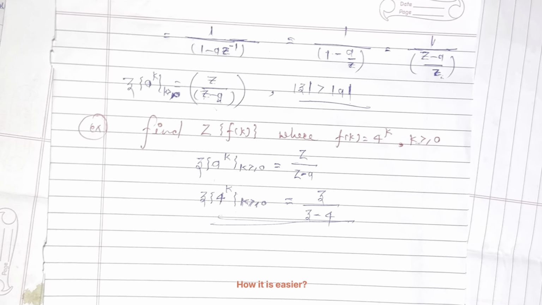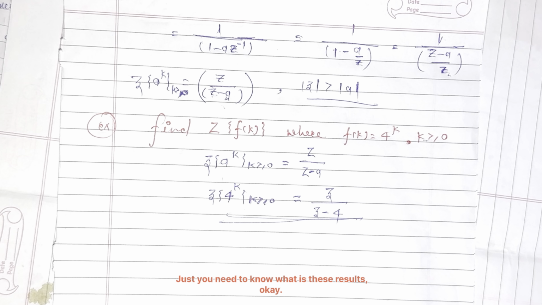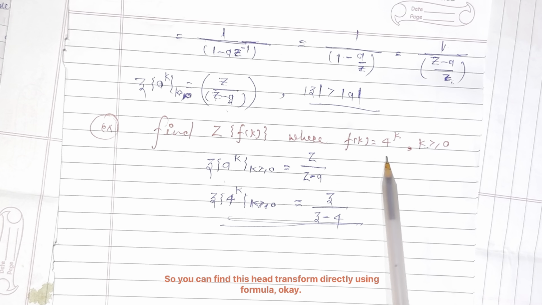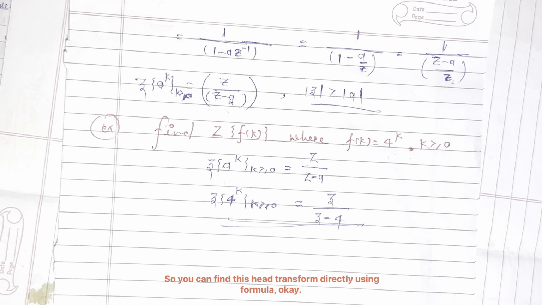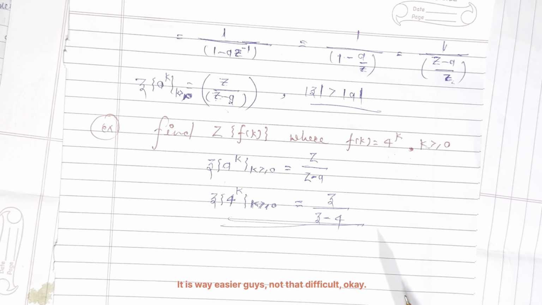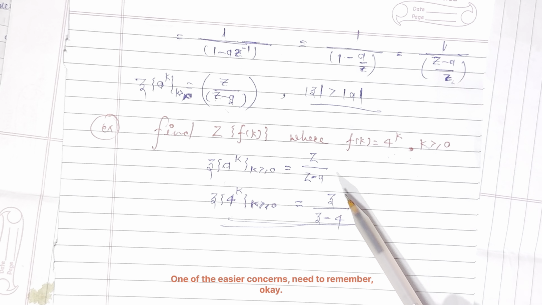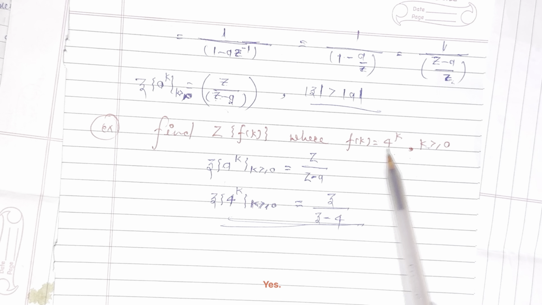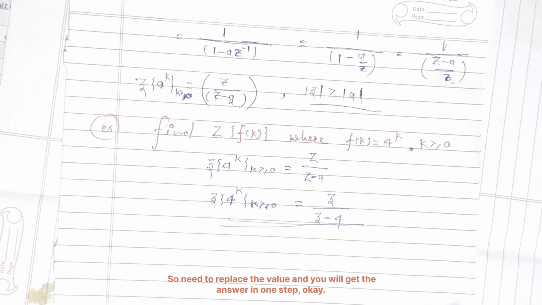How is it easier? You just need to know these results. You can find this z transform directly using the formula, not an issue, but I saved some steps and time so that you can write the z transform of the sequence directly this way. Yes, it is way easier guys, not difficult. One of the easier concepts to remember: replace the value and you get the answer in one step. This type of question is mostly important in your competitive exam. If you know the result, you can solve this question easily.